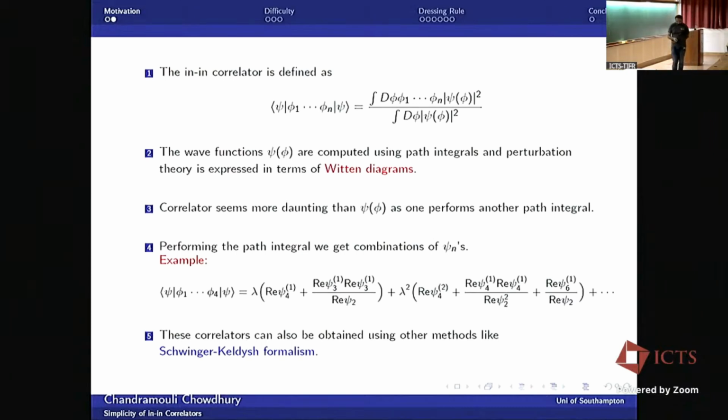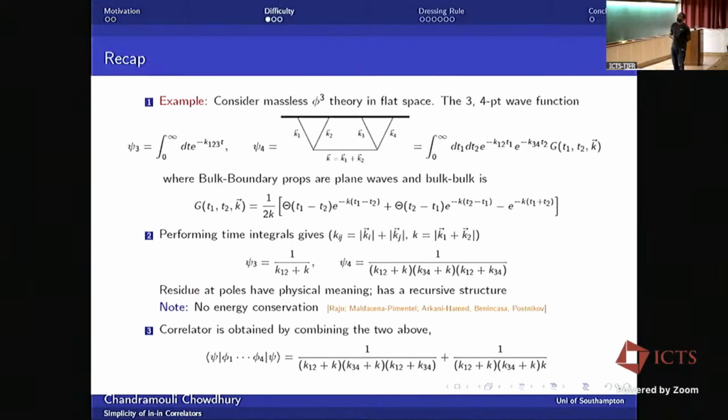Good. So let me just recap everything that Nima said in lecture 1 in one slide. So let's see how that goes. I'll consider massless phi-cube theory in flat space. And the expression for the 3- and 4-point wave function is given by the following set of integrals. The 3-point function is obtained by stitching together what are called bulk-to-boundary propagators. You can think of them as plane waves. And you integrate them from 0 to infinity, because 0 is the point where you're evaluating your correlation function.